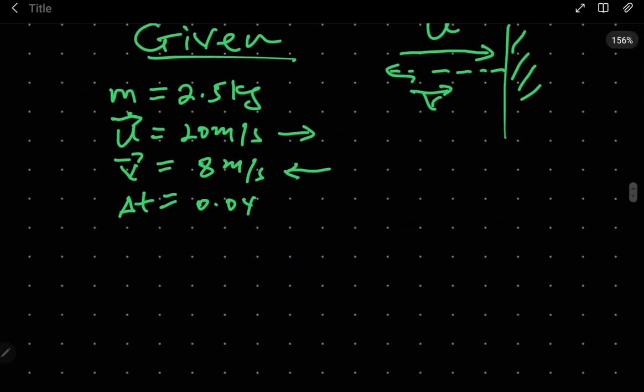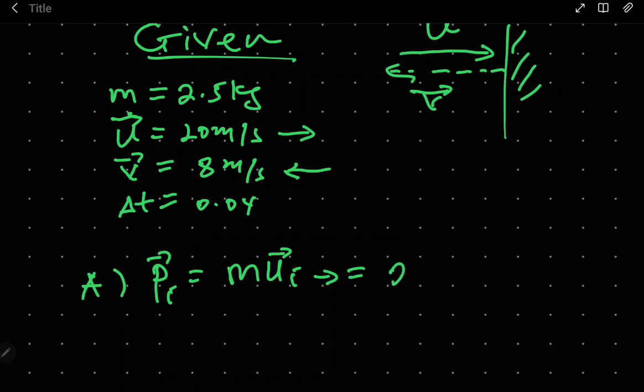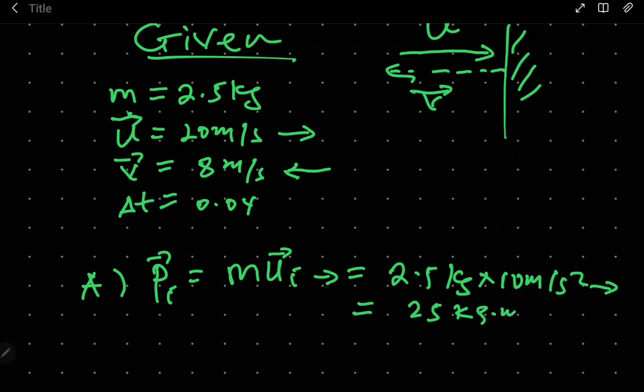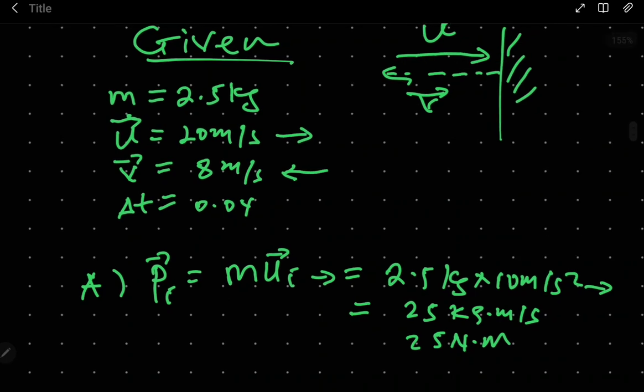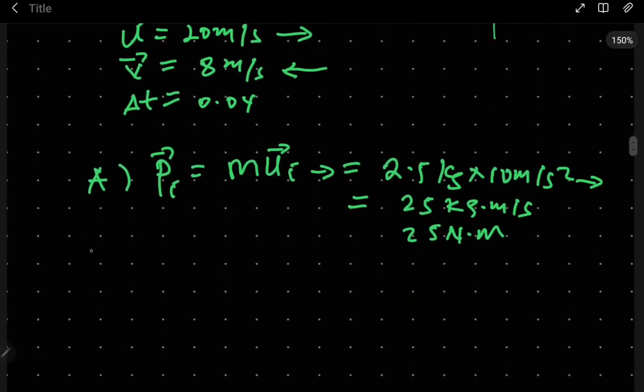Now the first question says you are asked to find P initial. So P initial is equal to how much? It is mass times u initial. It is towards the positive x-axis, and this is 2.5 kilogram times 10 meters per second in this direction. So this is equal to how much? 25 kilogram meter per second, or this is 25 Newton second.